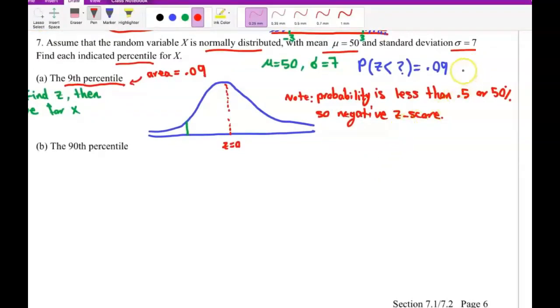Okay, so that means here z is less than negative 1.34. Okay, so I'm writing it as z is equal to negative 1.34.